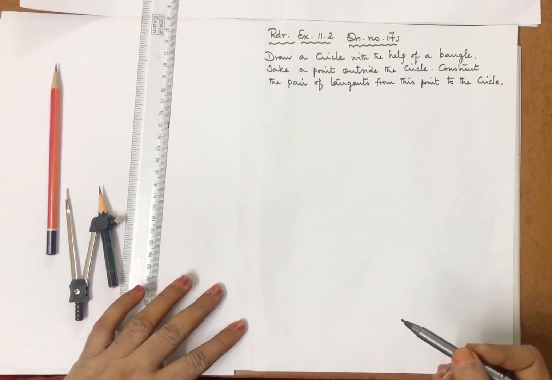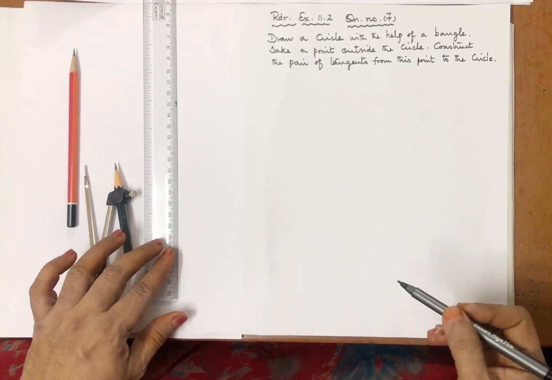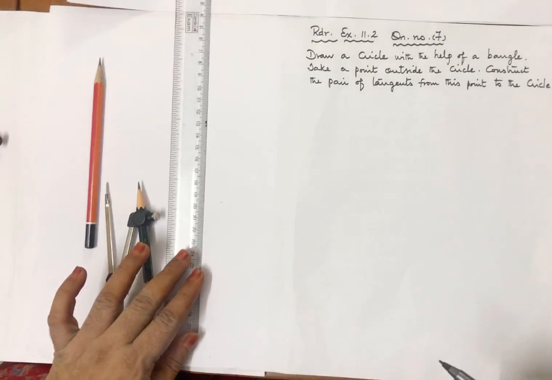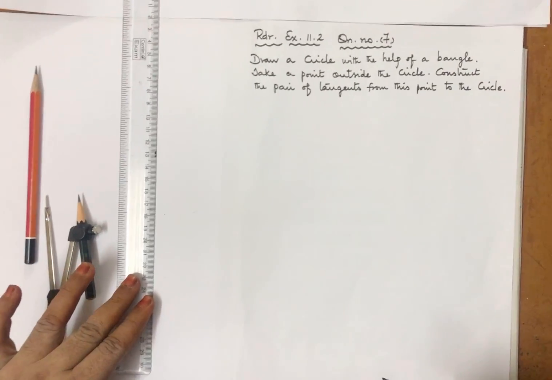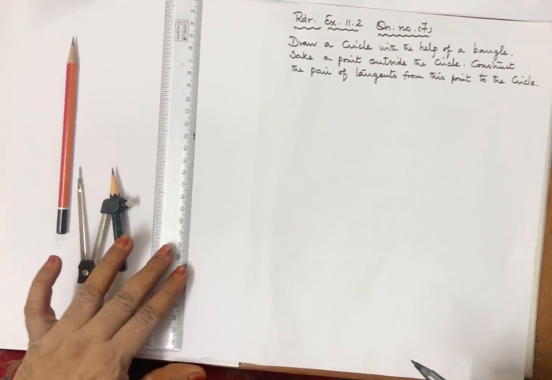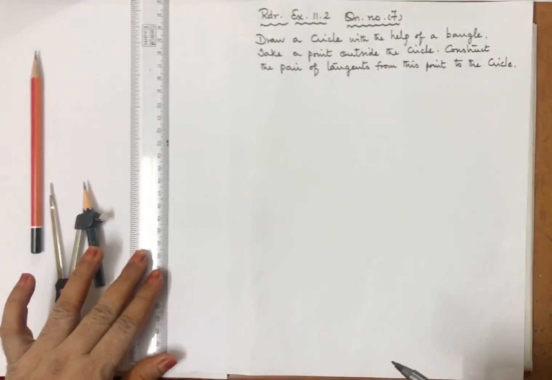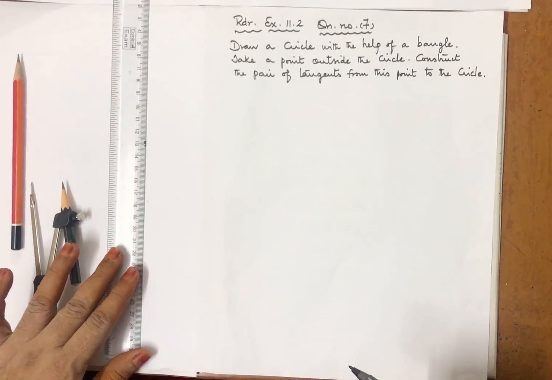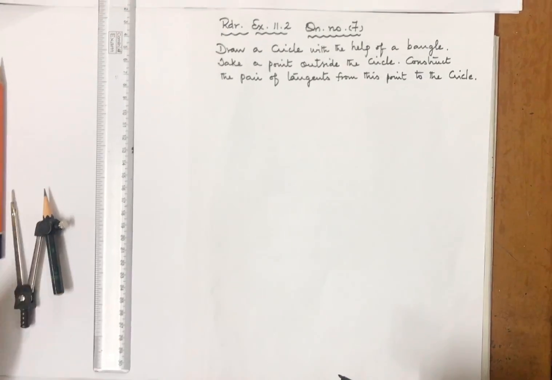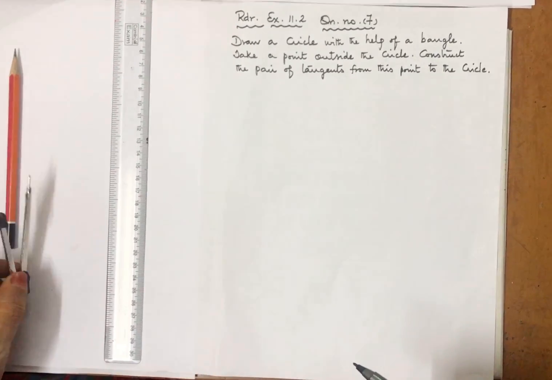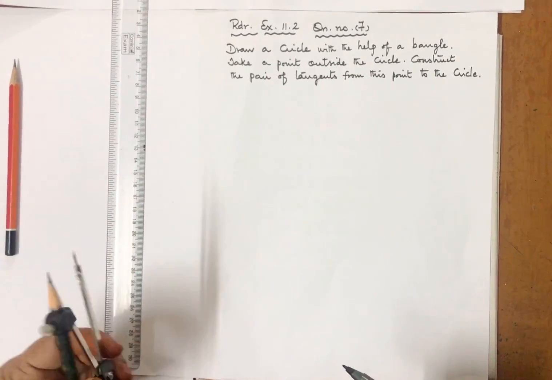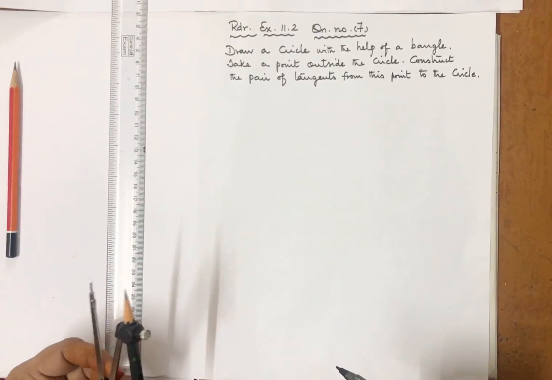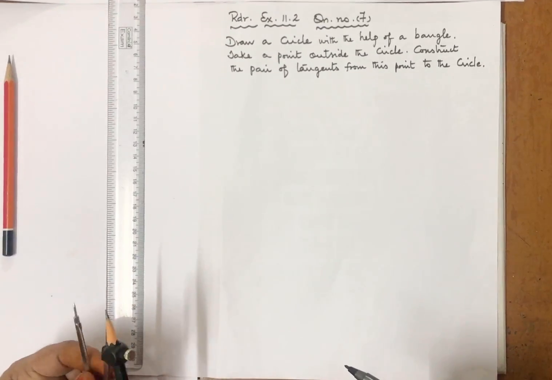Reader exercise 11.2, question number 7. In this question you are going to draw a circle without a compass. You are going to make a circle with the help of a bangle. When you make the circle with the help of a compass, you can locate the center.